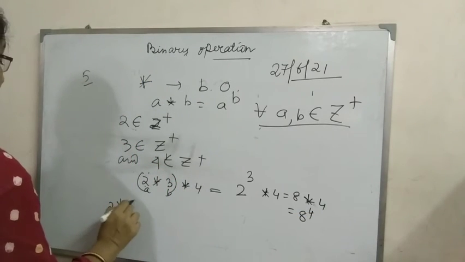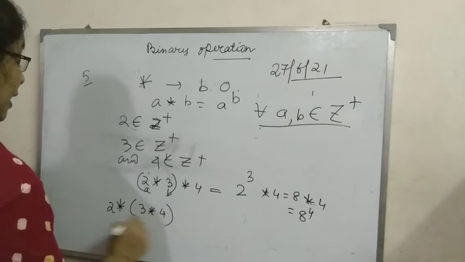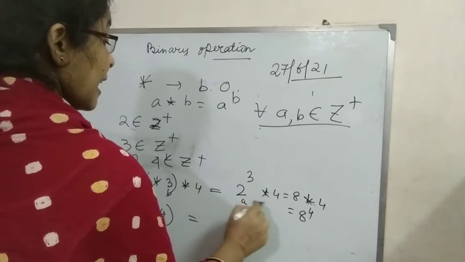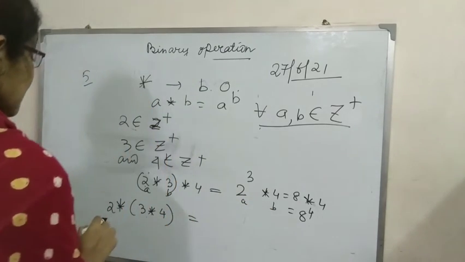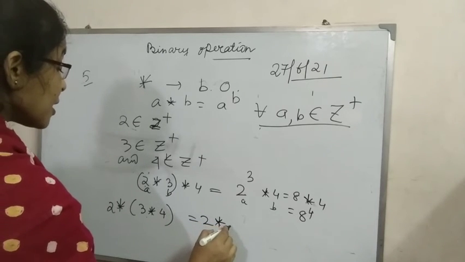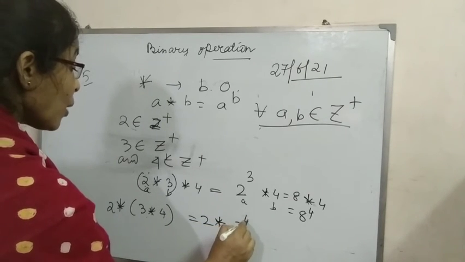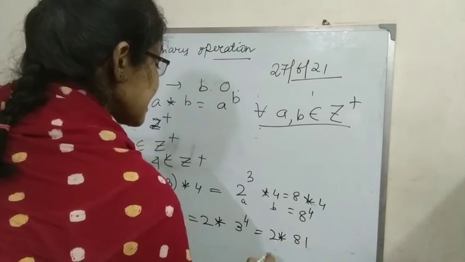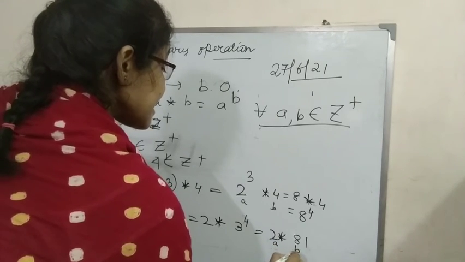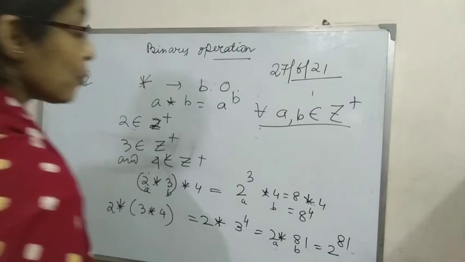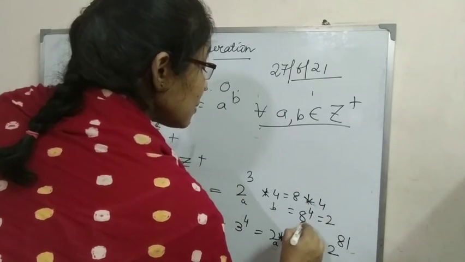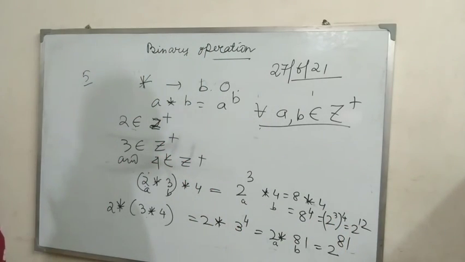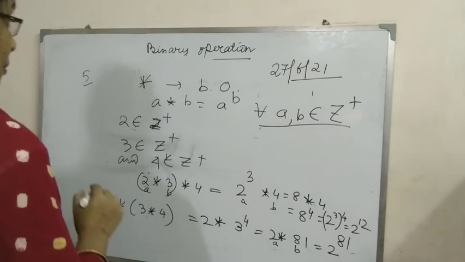Next 2 operation (3 operation 4), here it is A and it is B. Here 2 operation 3 to the power 4, and 3 to the power 4 means 81, and here this is A and this is B. This is equal to 2 to the power 81.